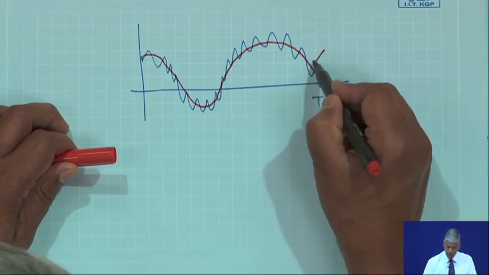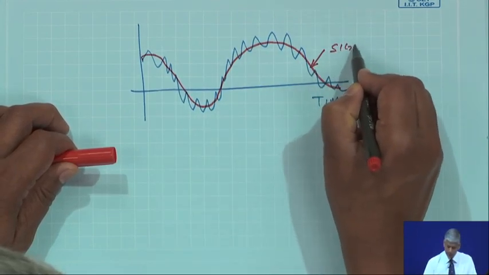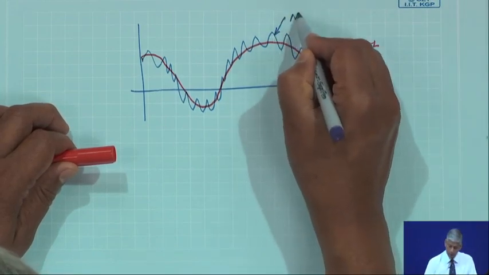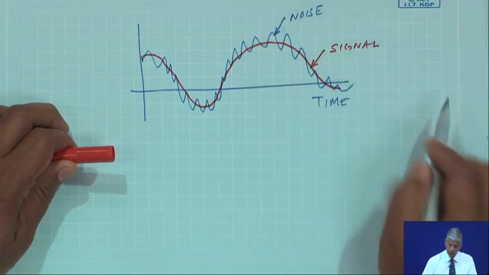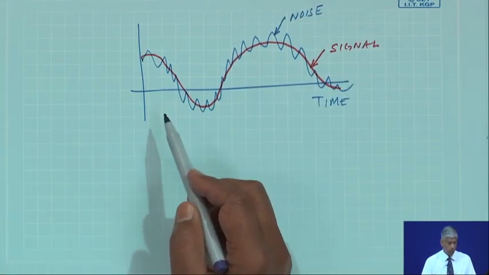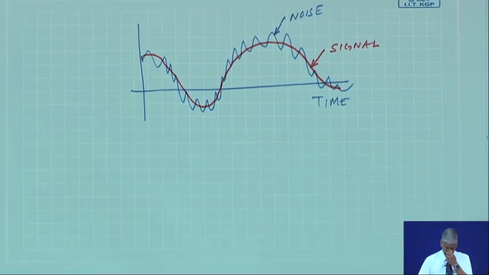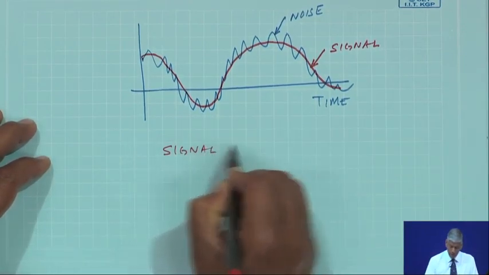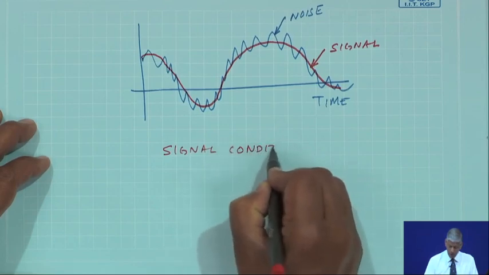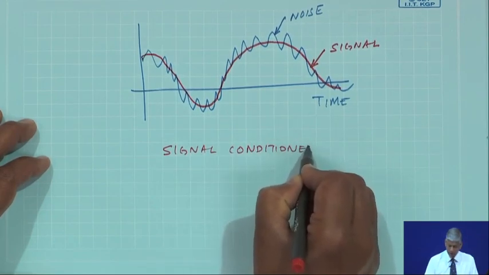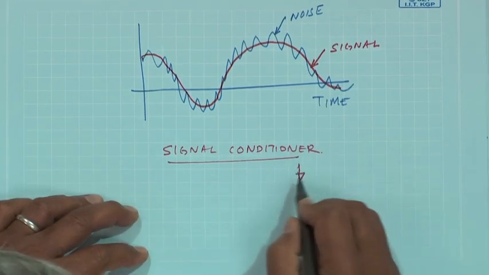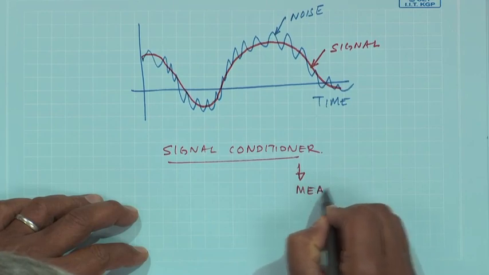So, this is my actual signal, and then I have this noise modulating it or riding over it. This is just one example, there could be many examples as well. So, we have to use signal conditioners first to condition the signal, so that it provides meaningful output.